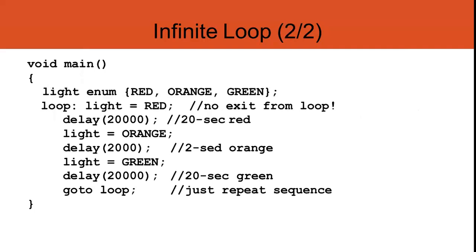So how do we write an infinite loop? We can write the main method here. We have three kinds of lights: red, orange and green. We are writing the loop: light is equal to red, then a delay of 20 seconds, then light is equal to orange, delay 20 seconds, light is equal to green, delay 20 seconds. Now goto loop. Which means, without checking any condition, this goto statement will jump to loop and just repeat the sequence.